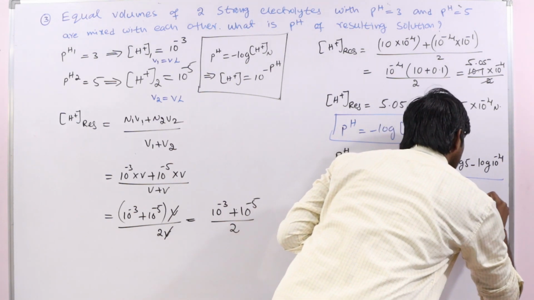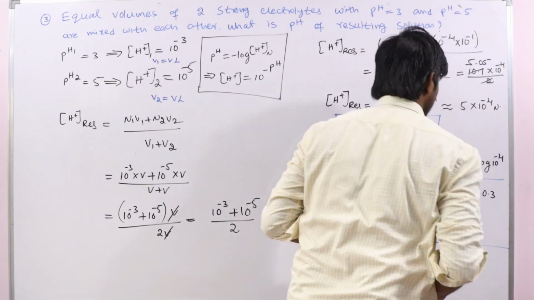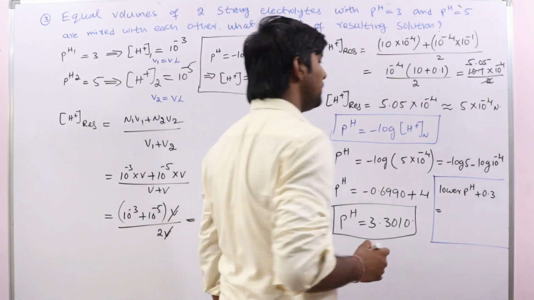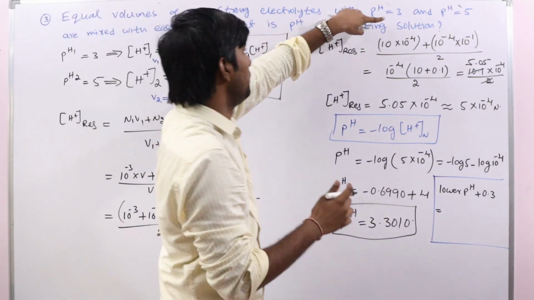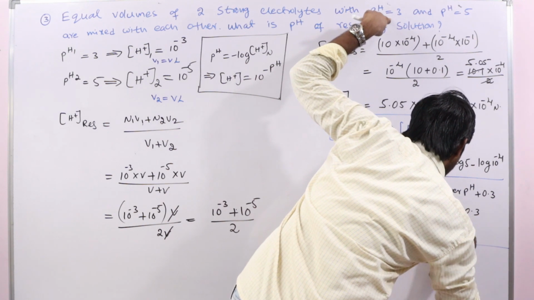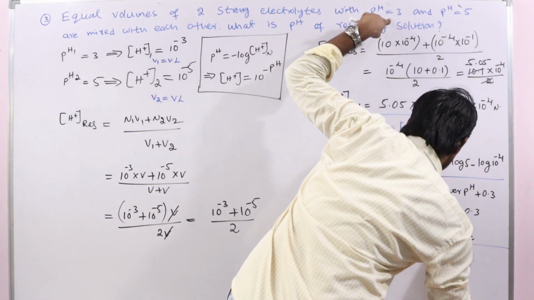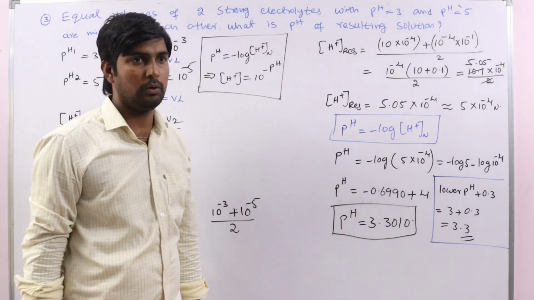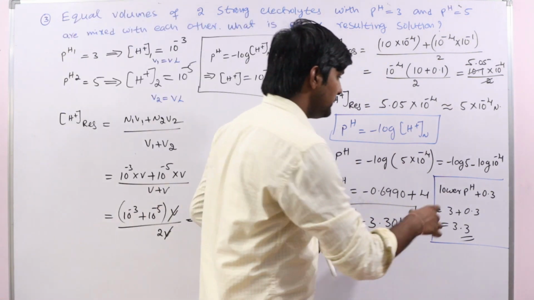Resultant pH equals lower pH plus 0.3. In the given two pH values, how much? 3 plus 0.3, how much? 3.3. See, here also we got almost 3.3010. Okay, so this is the shortcut.